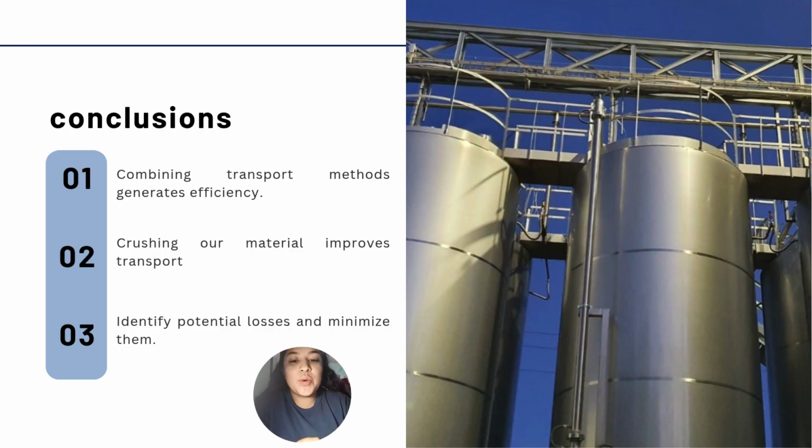In conclusion, when we have a solid hauling system, we should combine both mechanical and pneumatic transport methods to optimize the process. Second, crushing helps transport the solid in another way, because when the particles are very large, it becomes more complex. And finally, it's important to know that every system will always have losses, but we can know how to mitigate them.